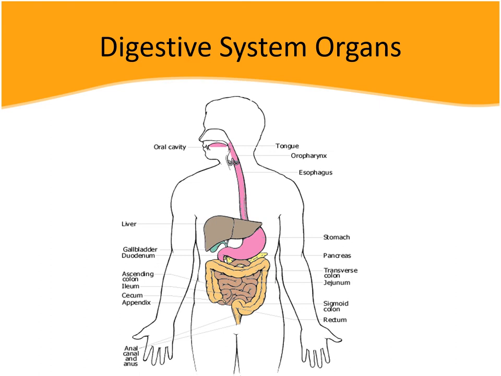One more structure you can see here is the liver. Now the liver, you can see, is on the right side of the human body. It's a huge organ, a large organ, important for the process of digestion, important for metabolizing the food, and also important for the process of detoxification. So the liver is a huge organ on the right side of the body.